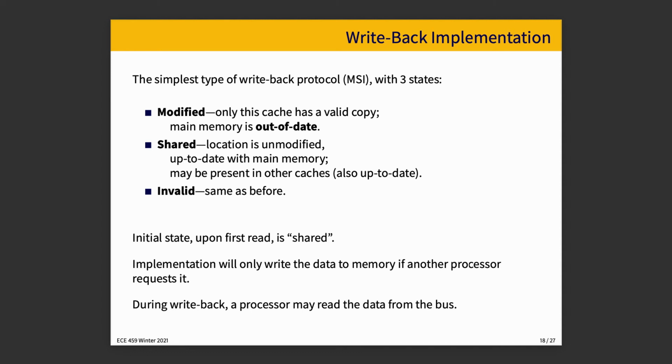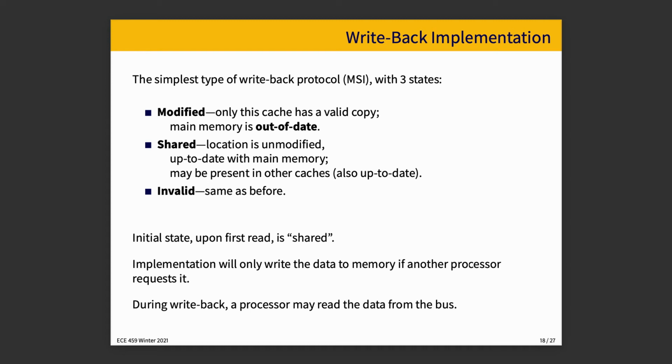Modified: only this cache has a valid copy and main memory is out of date. So this means we've changed it, but it hasn't been published to the bus yet and hasn't been sent out to main memory. Shared: this location is unmodified, up to date with main memory, and it could also be in other caches, and those would also be up to date at the same time. The initial state upon a first read is shared, and the implementation in the cache controller only writes data to main memory if another processor requests it.